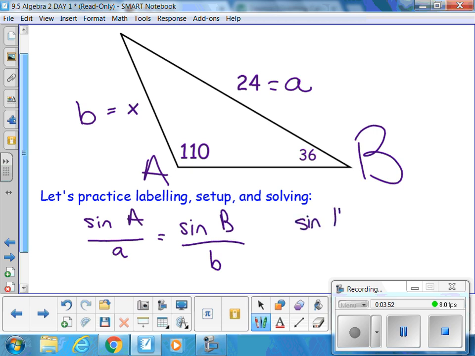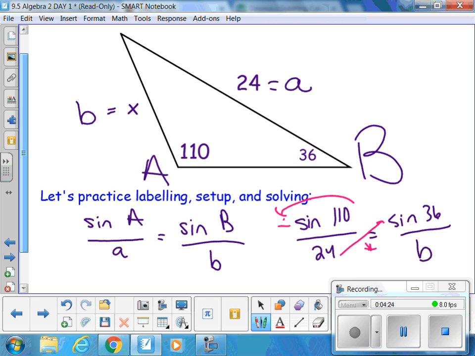So let me put my numbers in. Sine of large A would be sine of 110. You have to sine an angle measurement. You can't sine a side measurement. So sine of 110 over 24 equals sine 36 over b. And what we have here is a proportion. Do you remember anything about solving proportions? Nick remembers. Awesome, cross multiply. So you're going to take your calculators, do 24 multiplied by sine 36, click enter, and then loop around and divide by sine 110, and that will be what b equals.